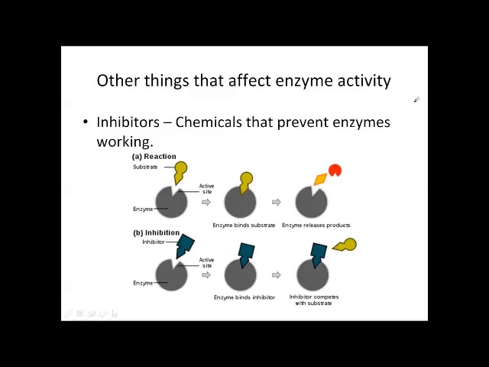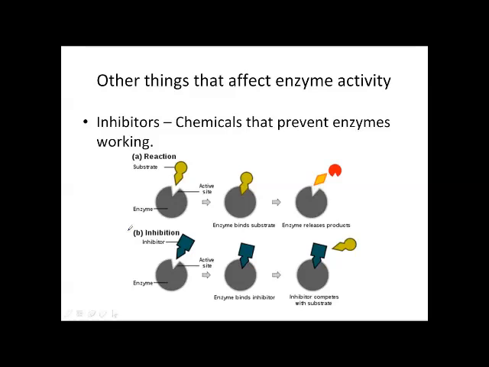Okay, so here is the normal reaction. I've got one substrate and it's breaking into two products. Remember, this is a catabolic reaction. So one substrate binds into the active site and breaks off into two products. This is a normal reaction.